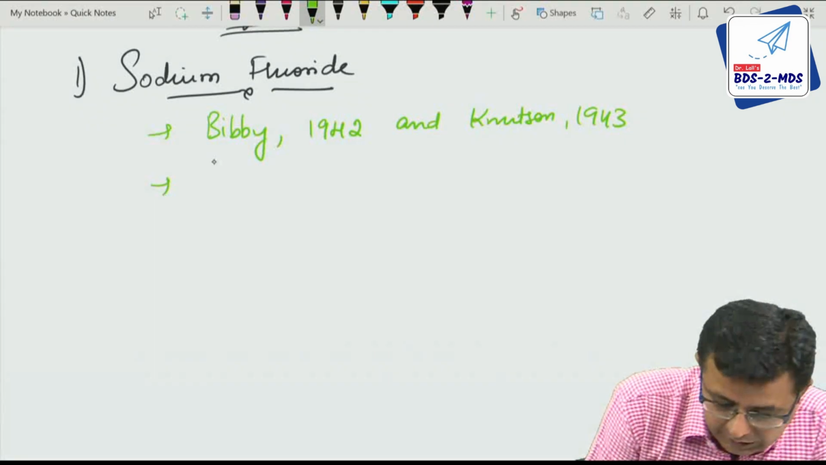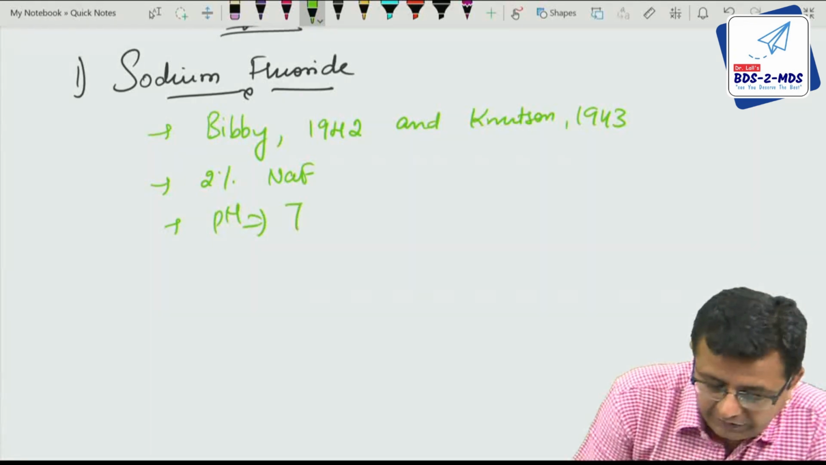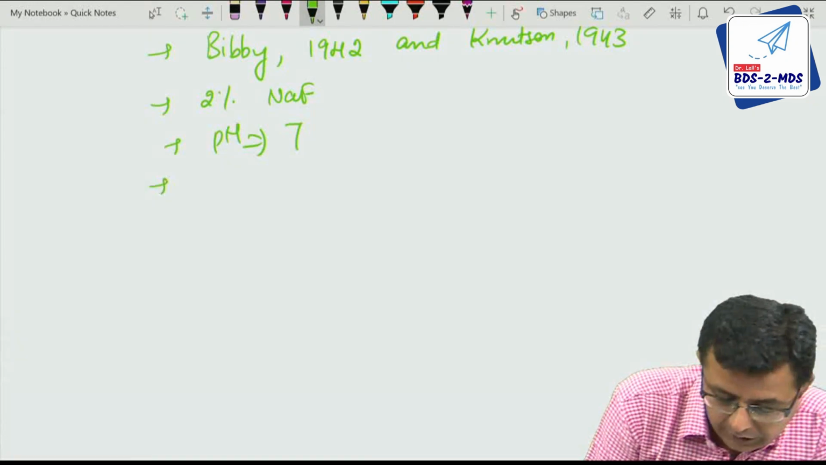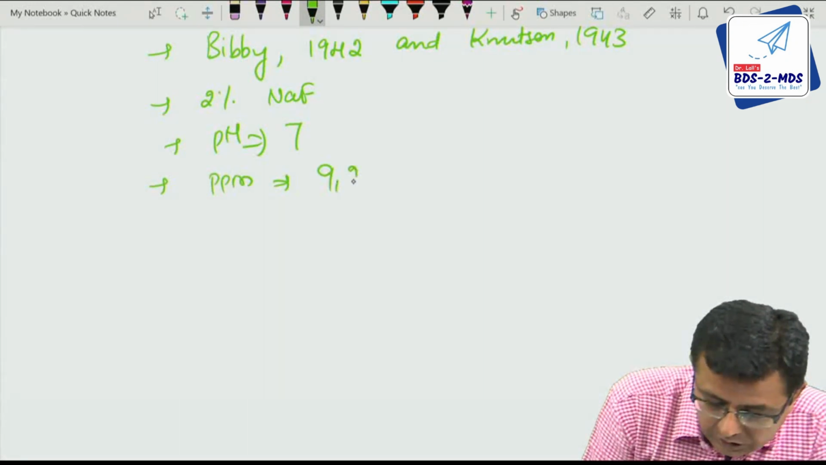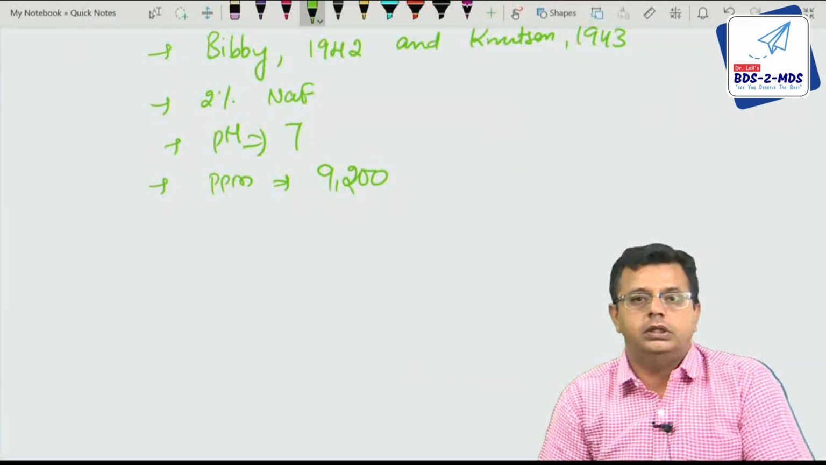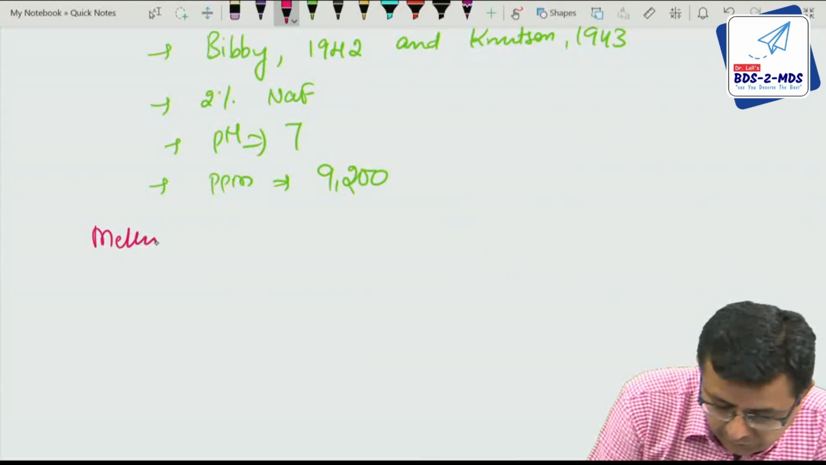The percentage used is 2% sodium fluoride. The pH is 7. It's a neutral sodium fluoride. Please remember, it's neutral sodium fluoride. The ppm of sodium fluoride is 9,200.